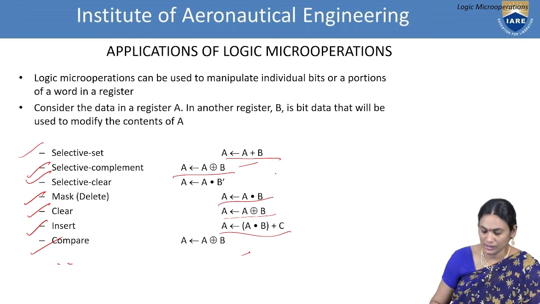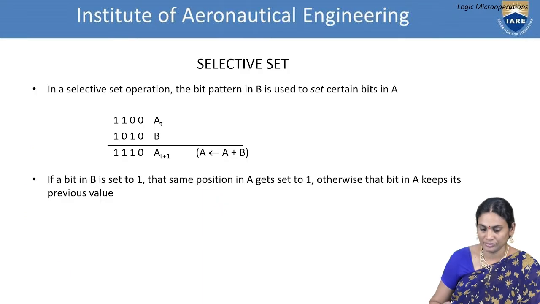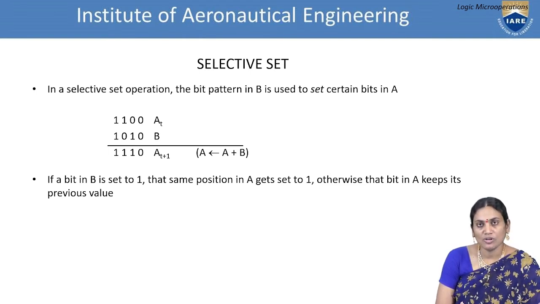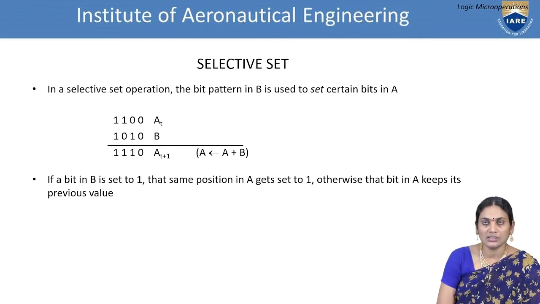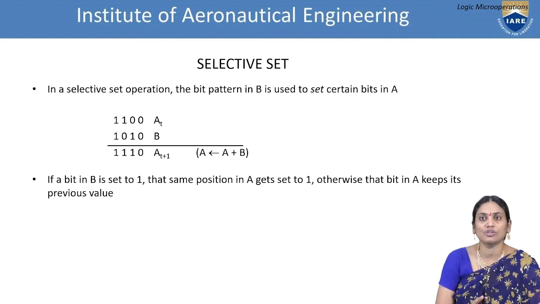Let us see what exactly each and every operation is. Selective set. In the selective set operation, we consider the bit patterns of A and B, and based on the bit pattern in B, we select or set certain bits of A. That means if I find ones in the corresponding B, then only the respective positions of A will be changed. Otherwise, it will remain the same as it is. If any bit in B is set to 1, then the corresponding position will automatically be set to 1 in A.